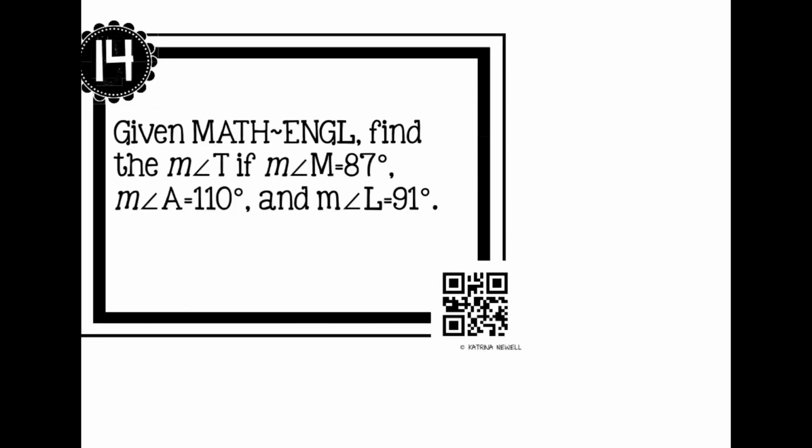Similarly for 14, 87 is for M, A is 110, and L is 91. The only letter I don't account for is this third one. So if I subtract these three numbers from 360, my answer is going to be 72 degrees.